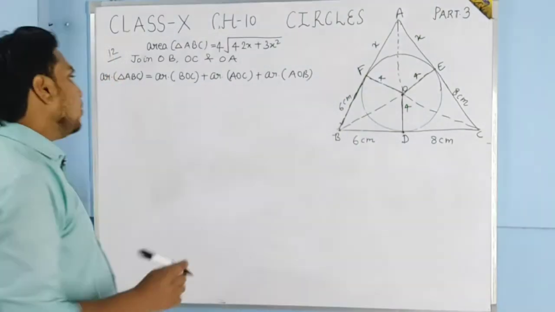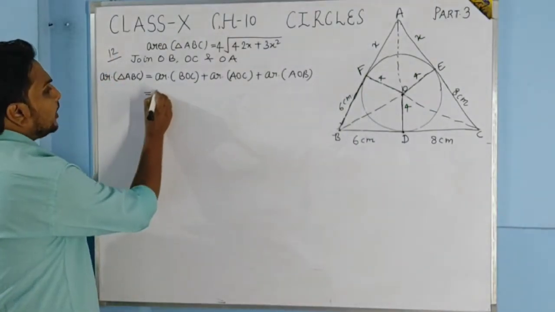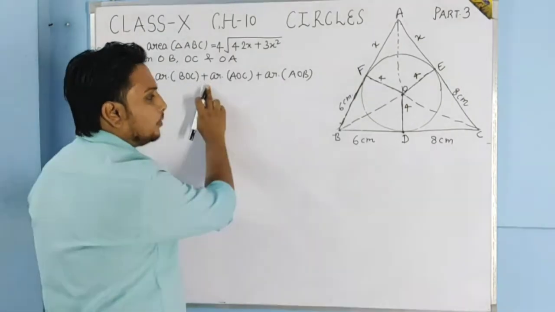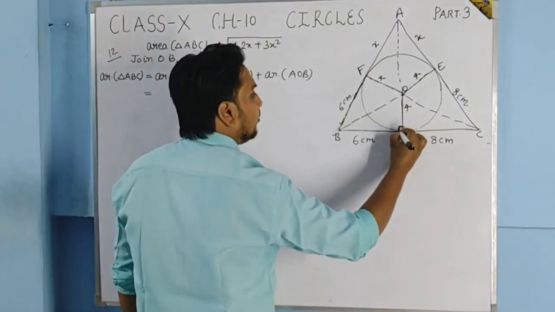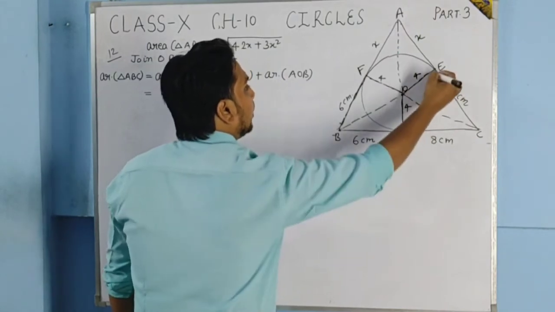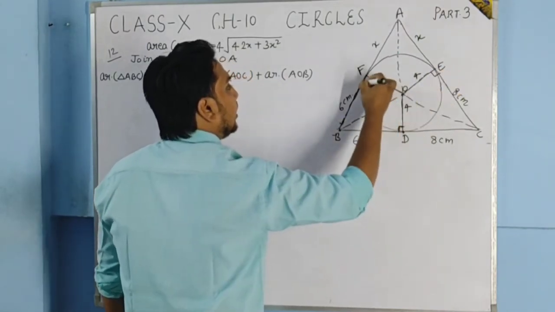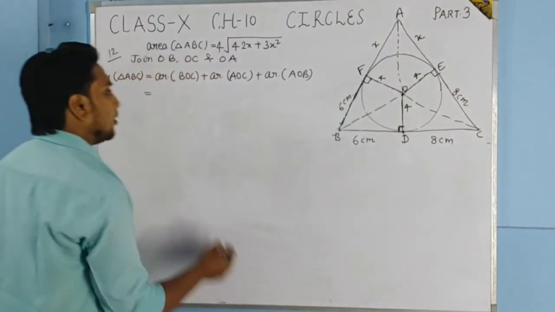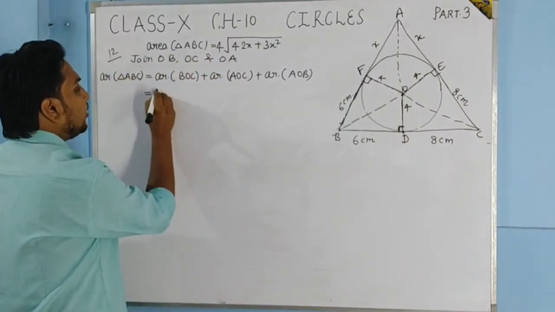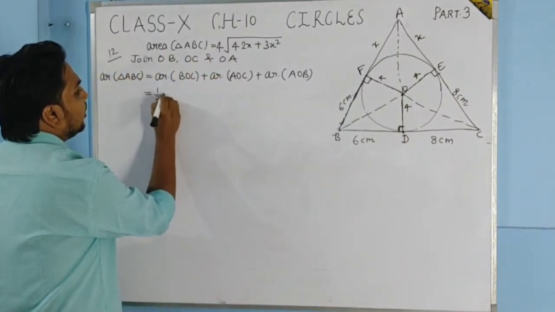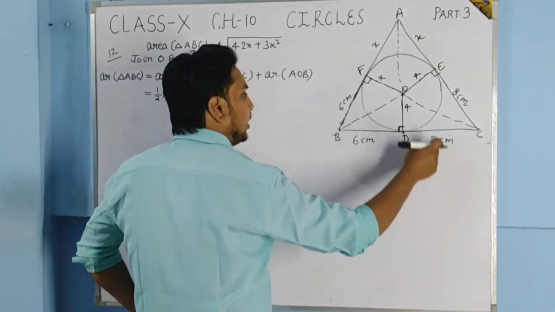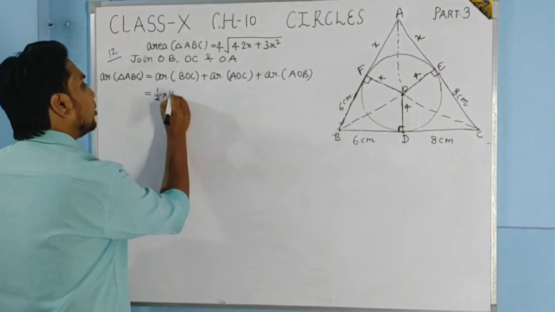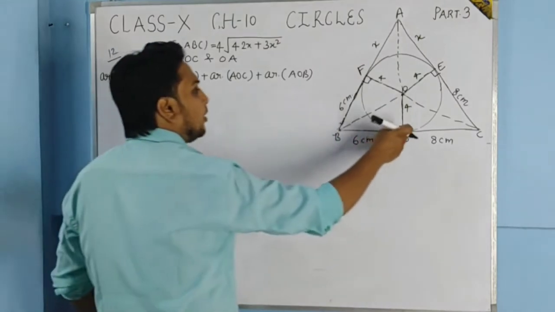Now the area of triangle BOC. Here you can see in the figure that this is the height, this is the height. So when we talk about the area of triangle BOC, it is half times base times height. The base is 6 plus 8, 14. The base is 14 and the height is 4.